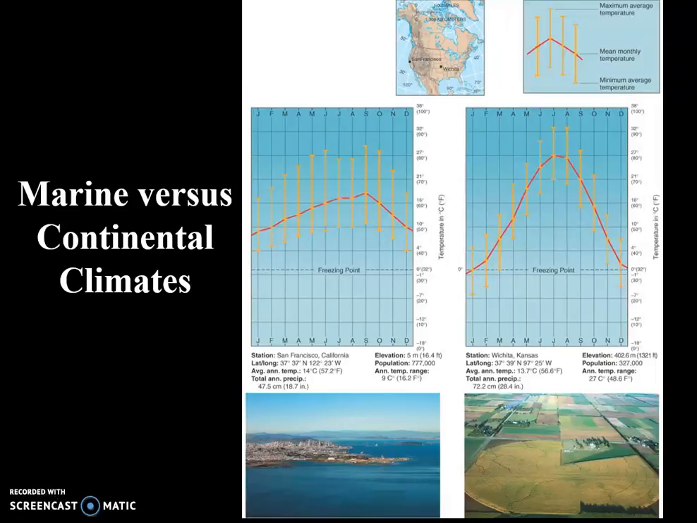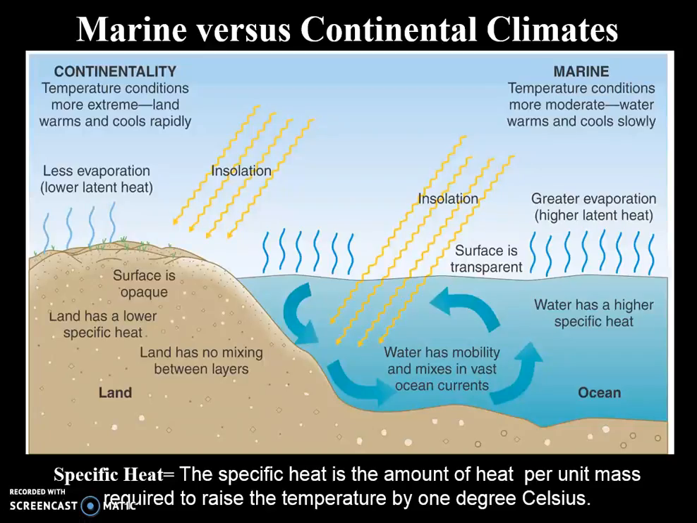as opposed to Wichita, Kansas, where it gets very, very hot in July and August, to very cold, below freezing, in the winter months. And this is going to be marine versus continental.